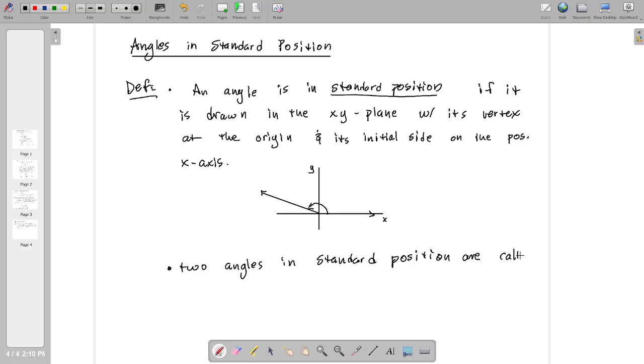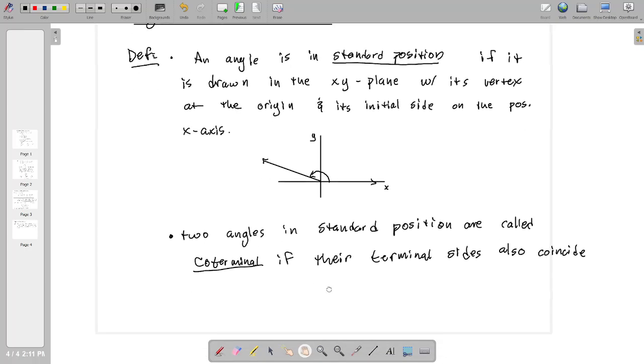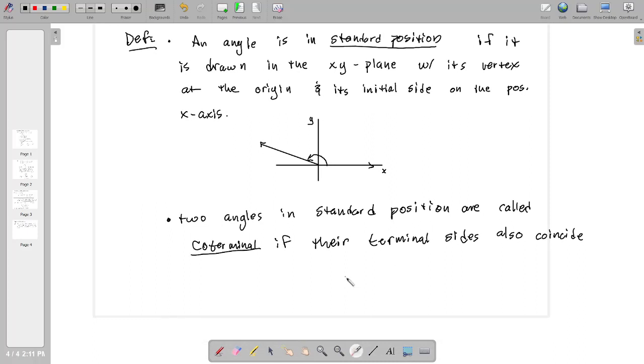Two angles in standard position are called coterminal if their terminal sides also coincide. Right, there's a couple of things here that are kind of quick and easy to miss with this definition. First, we're starting with the assumption that these two angles are in standard position already. It is possible to not have angles that are in standard position also be coterminal. But for the sake of the definition, we're going to assume that they're in standard position so that we can then figure out which angles are coterminal a little bit easier.